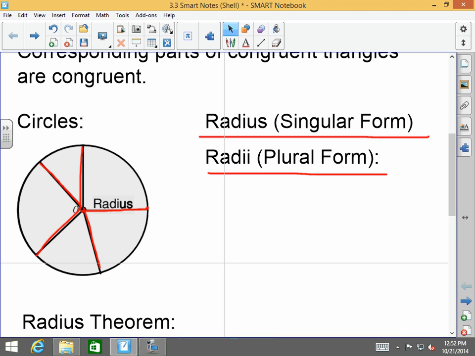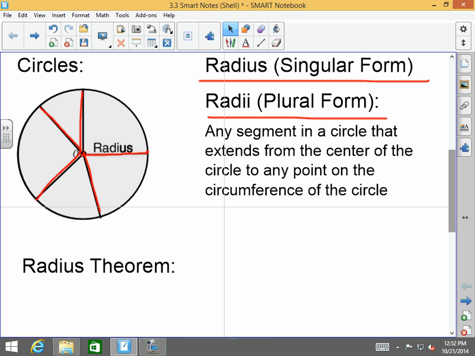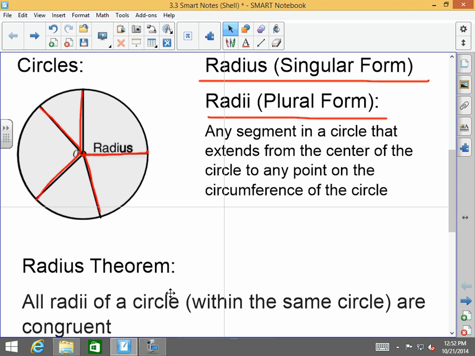One super powerful tool that you will use time and time again is knowing that any segment in a circle that extends from the center of the circle to any point on the circumference of a circle is a radius. And there's a theorem attached to this radius. The Radius Theorem states that all radii of a circle, within the same circle, are congruent. So that means that all of these red radii that I marked up here are all congruent. I could draw 5 million radii within the same circle, and they will always be congruent. Or if I have a value attached to them, they will always be equal.